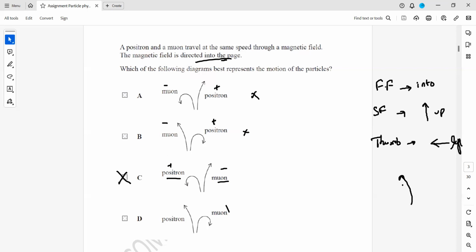Is it clear, this one? Next is question 12.